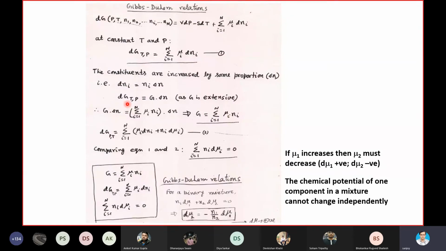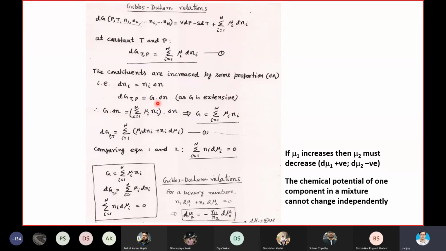So therefore, Gibbs energy also will change, and it will change by the same proportion. So if I change every composition by say 10%, then Gibbs energy will also change by 10%. Because this is an extensive property, it directly depends on the amount of the components present. So dG, the change in Gibbs energy, also changes because of this increase in concentration of the constituents, it will be like this.